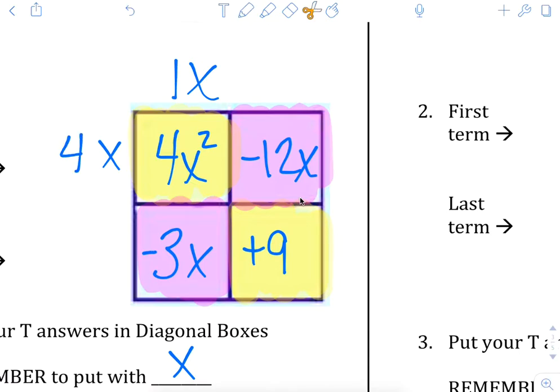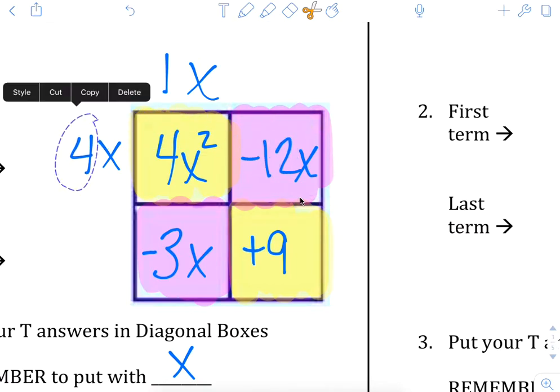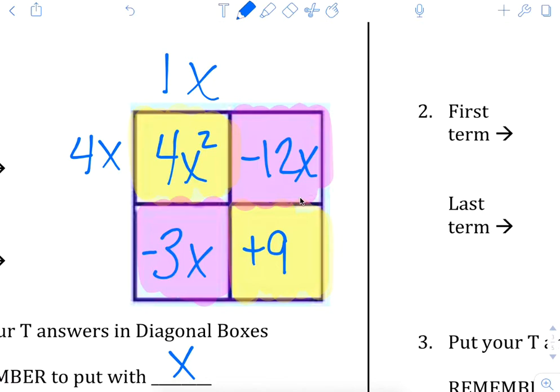Okay, so let's check it. Can 1 times something make a -3? Yes. Can 4 times something make this -12? Yes. So now we need their pieces. What did that 4 need as his partner up here to make what we want? Well, he would need a -3. He already has the x. He just needs to make a -12. What would the 1 up top need to make his number? Well, he would need a -3 also. He already has the x. He just needs the number.